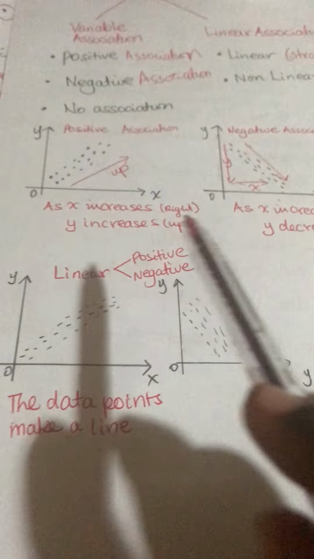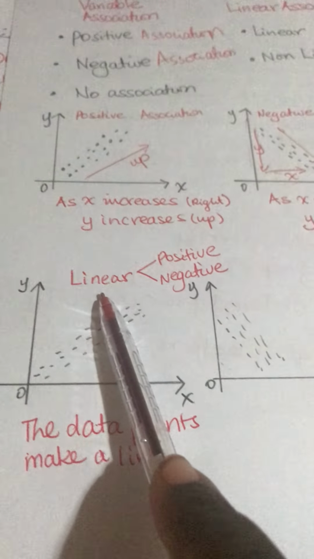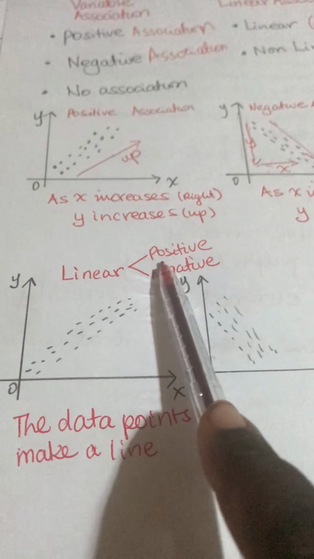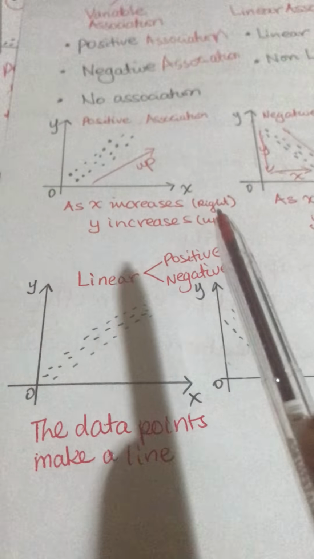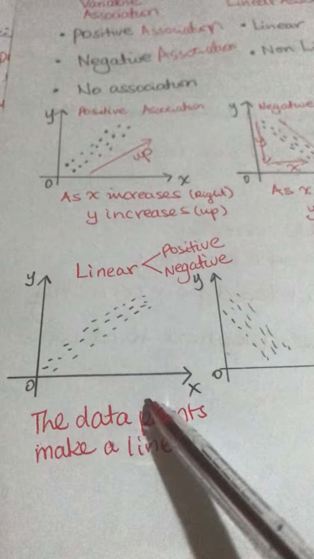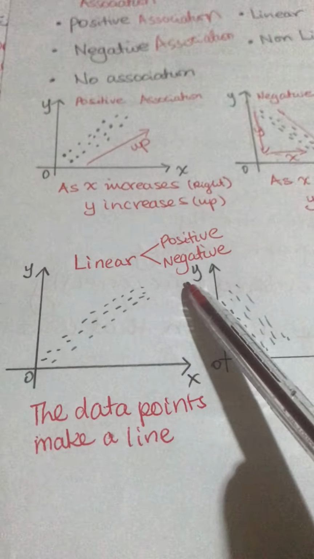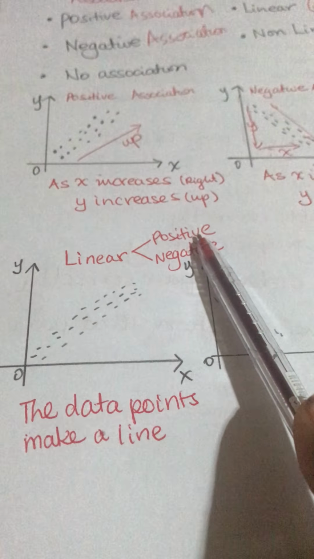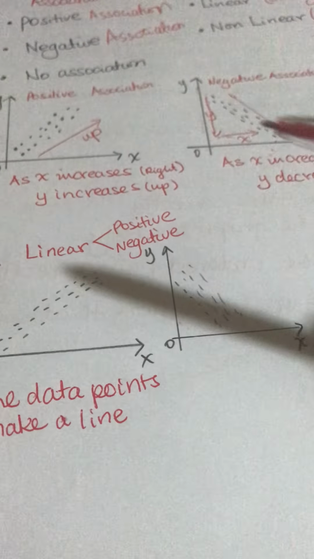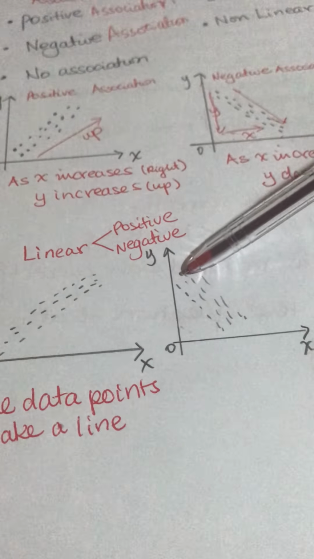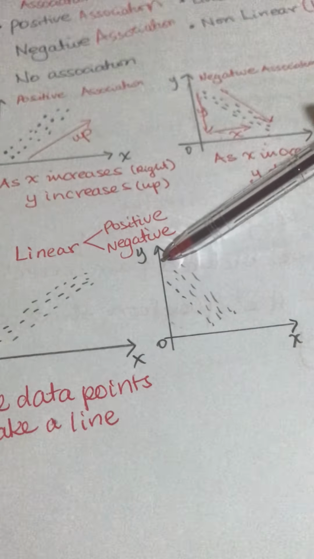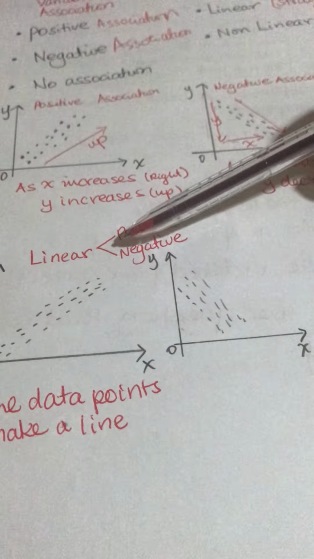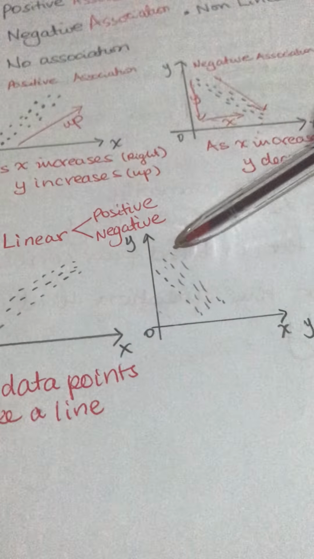Now, we come and describe linear. Linear association can be divided into two, positive or negative, okay? So if your points are going up in a straight line, then it is linear and it is positive. The data points make a line. And then if it's going down in a line, remember you have to see a line. So it is linear and it is negative, okay?